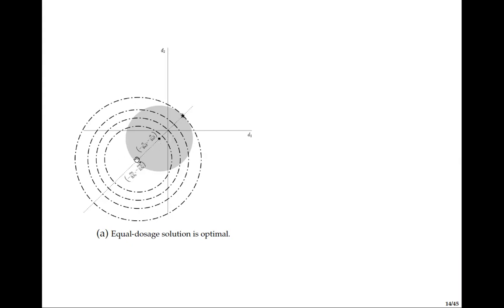And the idea there is that your circle center is here and you want to draw larger and larger circles corresponding to larger and larger value level sets. Basically the largest circle you can draw is the one that looks like this, and it just barely touches the feasible region circle at this 45-degree line here. So the equal dosage is actually optimal.